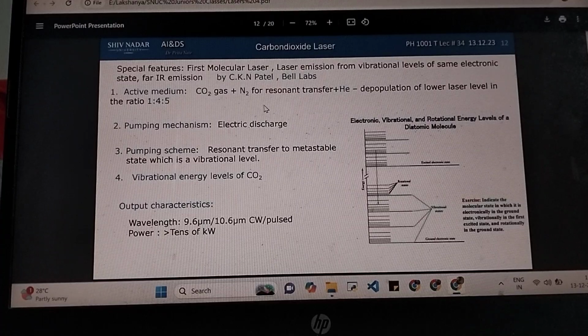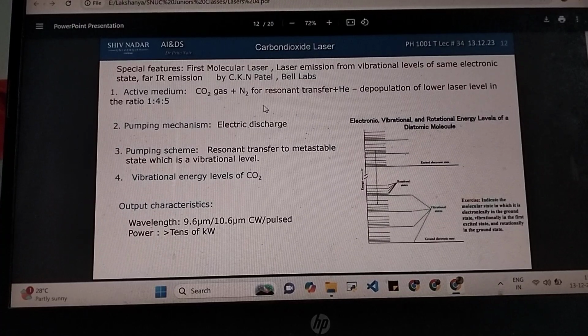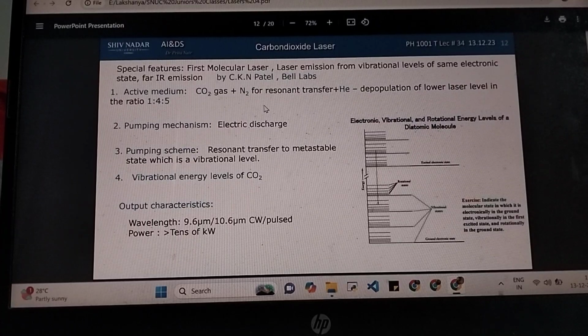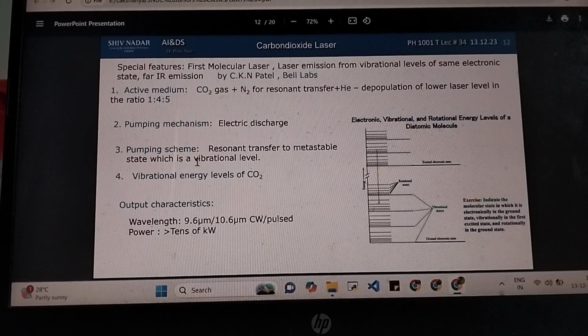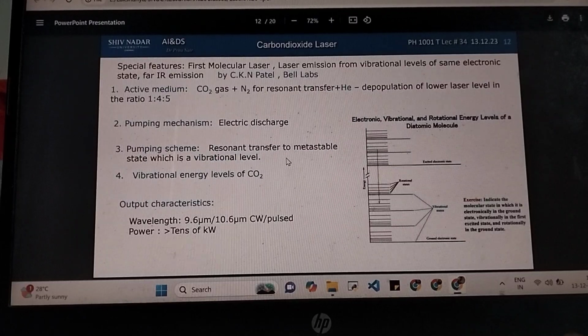Now we know that the entire stimulated emission and population inversion happens because of electron movement from one energy level to another, right? So which of these three types of energy levels are we talking about? In case of a carbon dioxide laser, it is a vibrational level. A metastable level is just another name for your pumping level, the level to which you're going to put electrons.